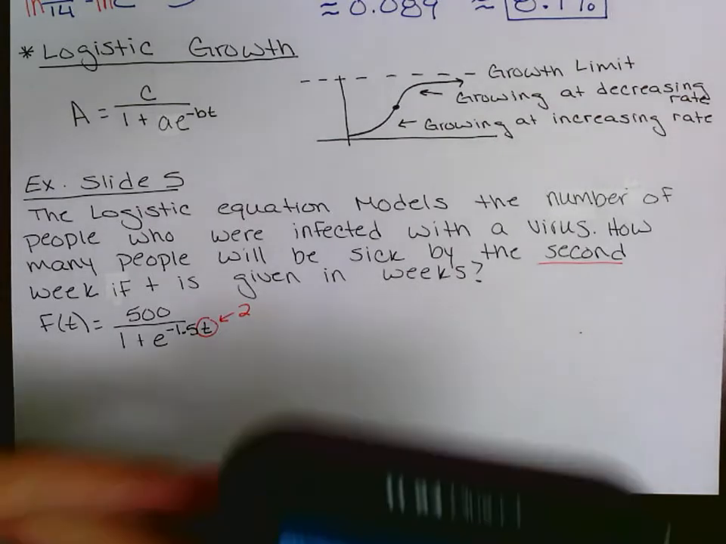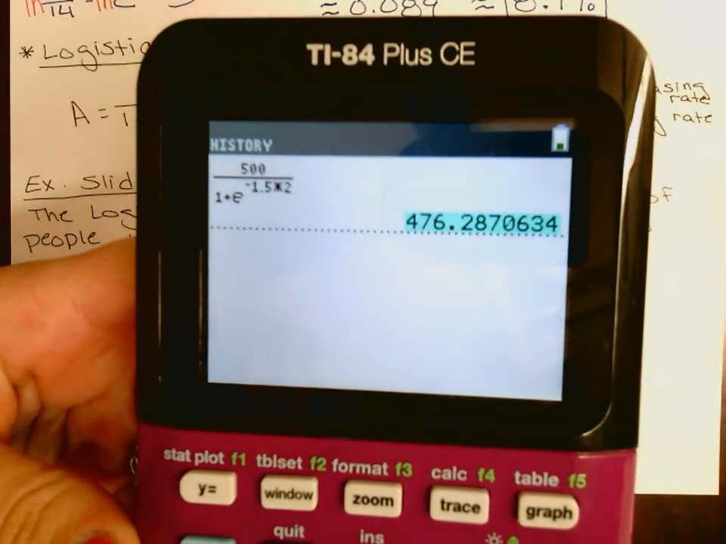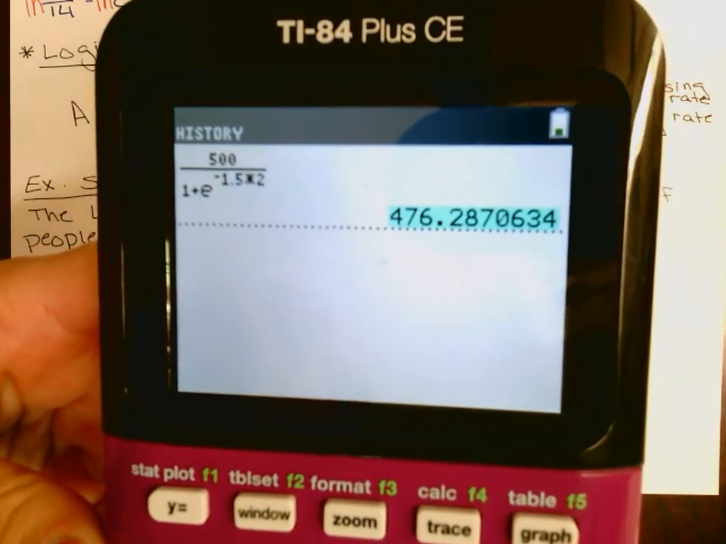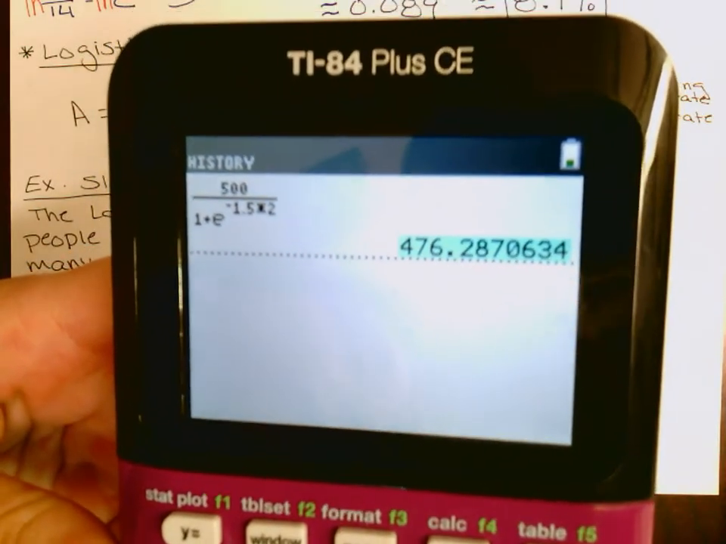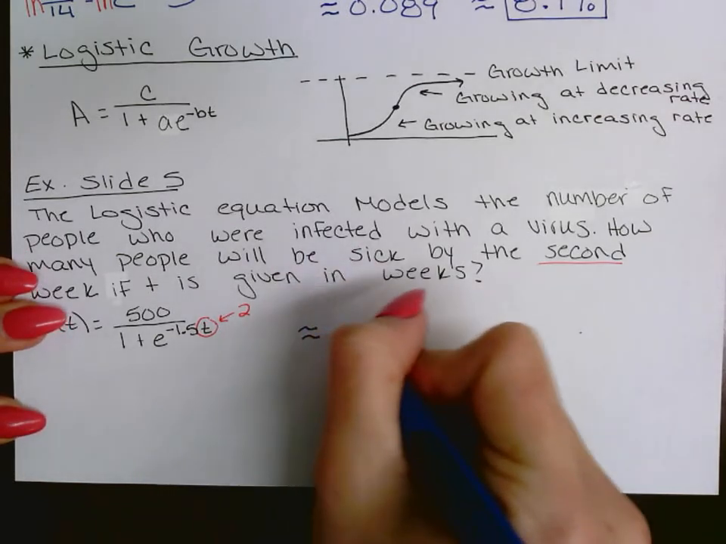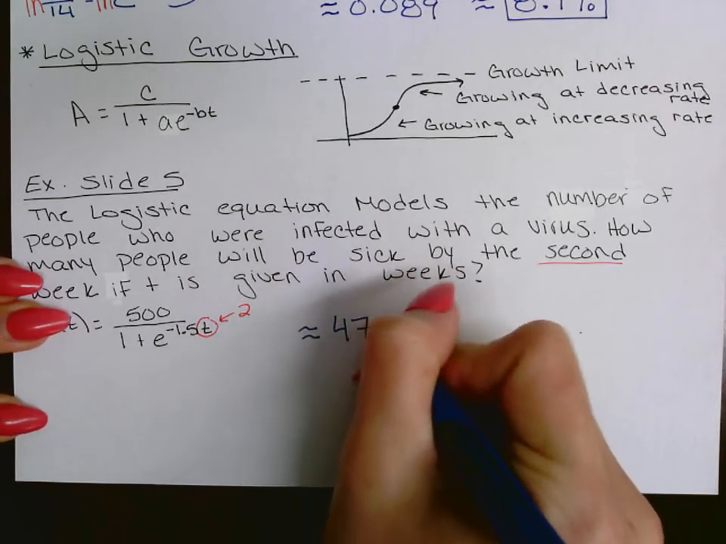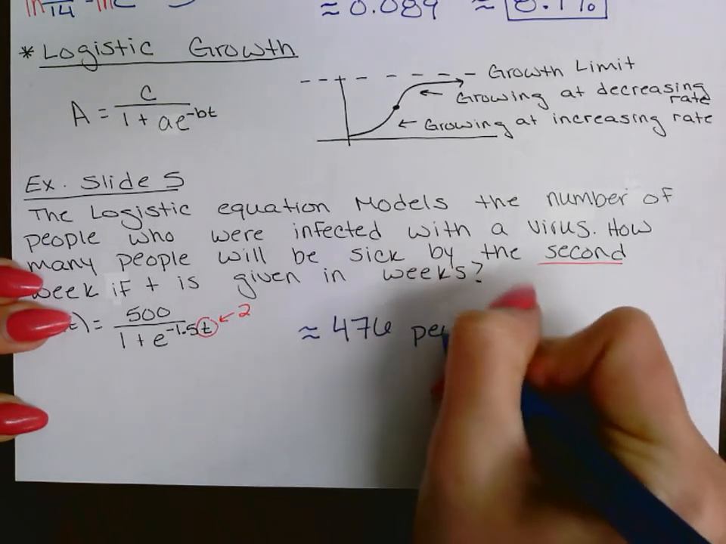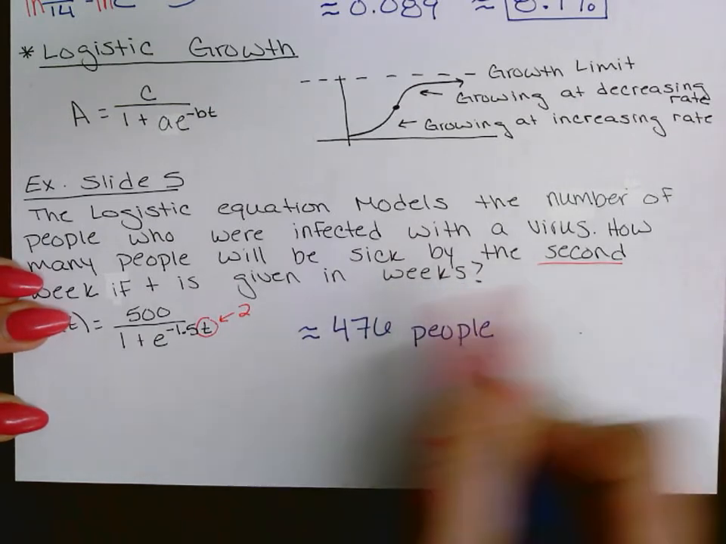If you plugged it in, it should look something like this. And you should get 476.28 people. We can't really have 0.28 of a person. So my answer here is roughly 476 people will be infected. Okay.